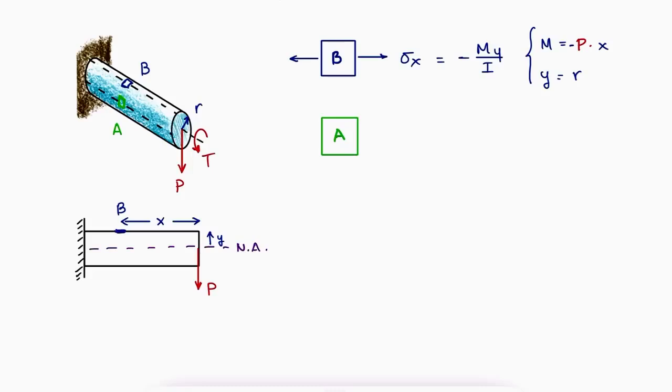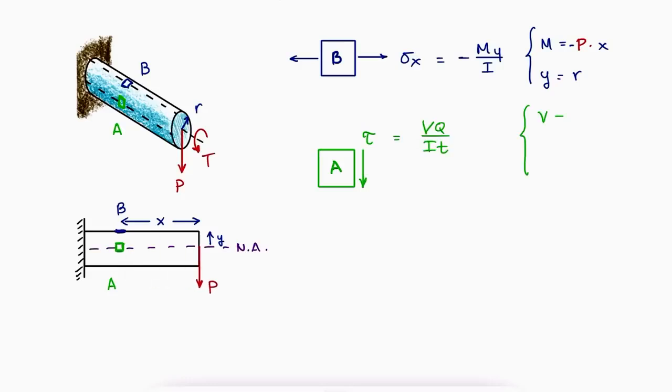Since stress element A is located on the neutral axis, the value of y would be 0, and therefore stress element A would not be subjected to this bending stress. Stress element A is instead subjected to a transverse shear caused by the shear force P. V would be equal to P.